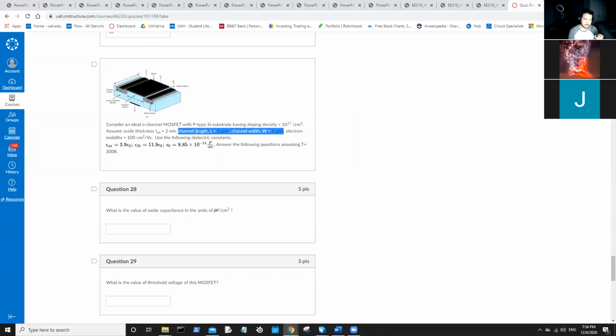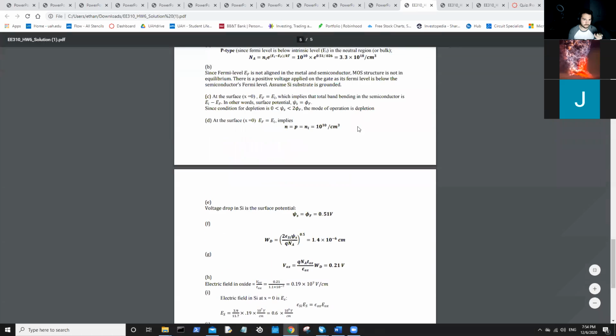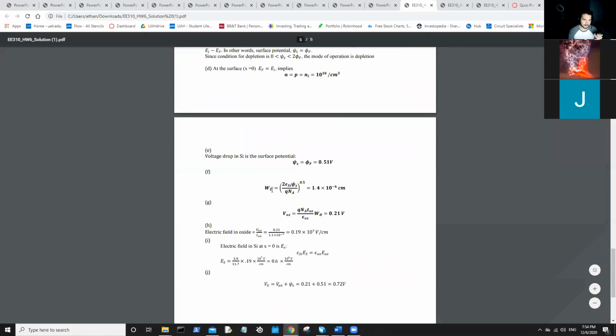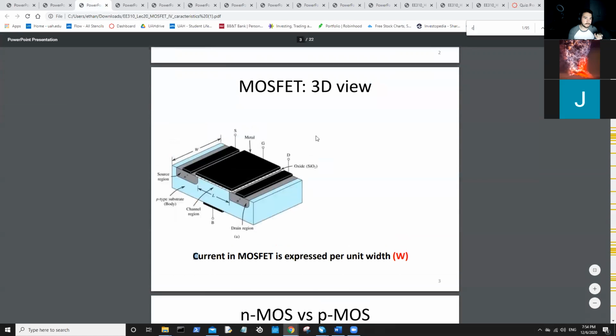Does anyone else remember having to use these parameters, like channel length and channel width? I don't. Outside this quiz, of course. Yeah, I don't remember if I ever had to use them. Like here, I know these formulas, but we've never had to use them. So this is going to be interesting.